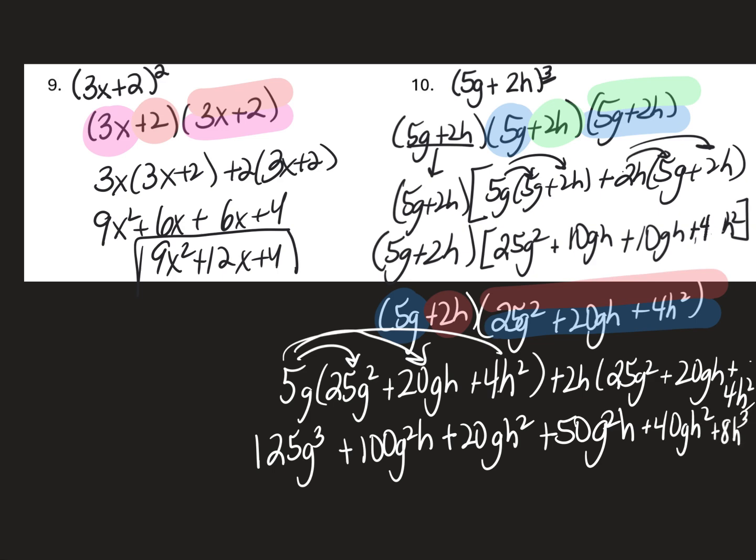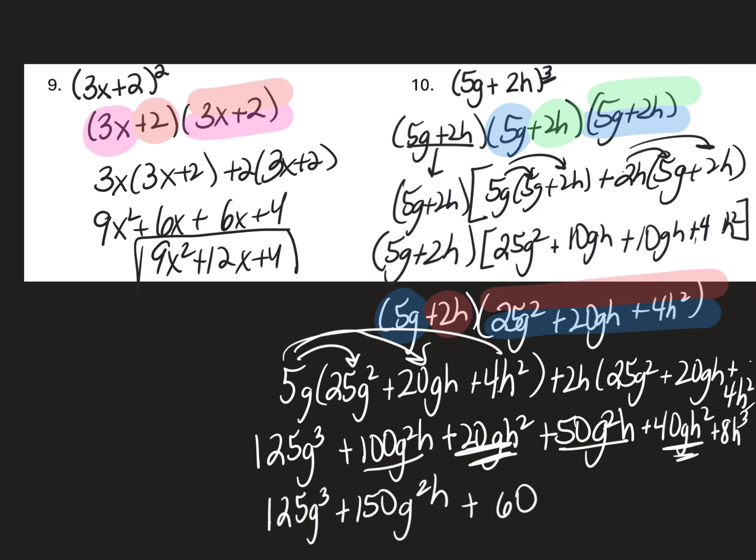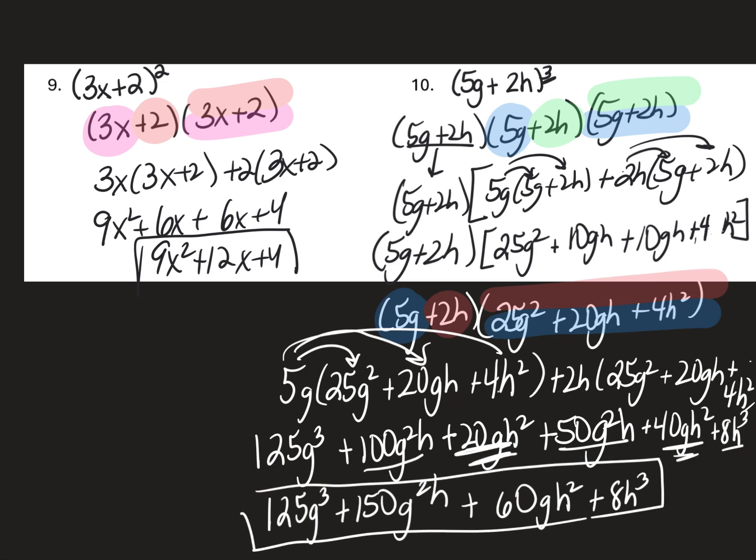Now let's combine like terms. There's nothing to go with 125g to the third. 100g squared h plus 50g squared h is 150g squared h. And then 20gh squared plus 40gh squared is 60gh squared. That's a tongue twister. 60gh squared plus 8h cubed. I hope that's the right answer. I think it is. Moving on to the next one.